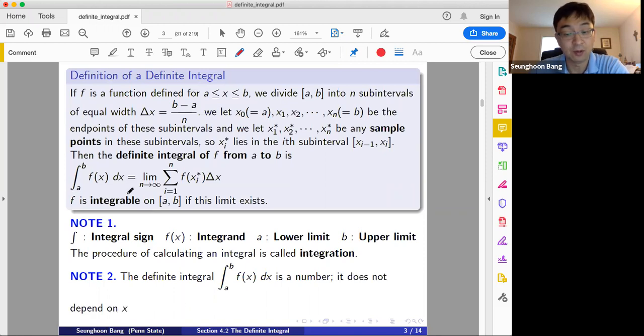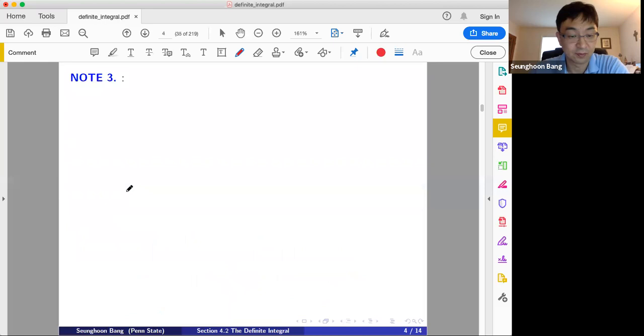Second one, the definite integral from a to b of f of x dx is a number. You can find the number. It does not depend on x. The integral from a to b of f of x dx is the same as the integral from a to b of f of t dt, or the integral from a to b of f of r dr. You can change the variable, it doesn't matter. We have the same definite integral. The definite integral is exactly a number.